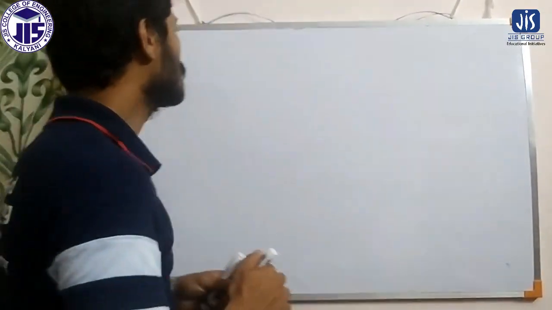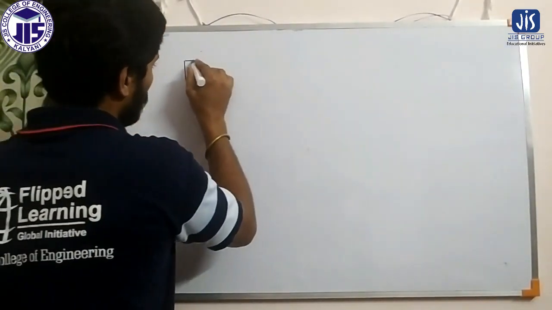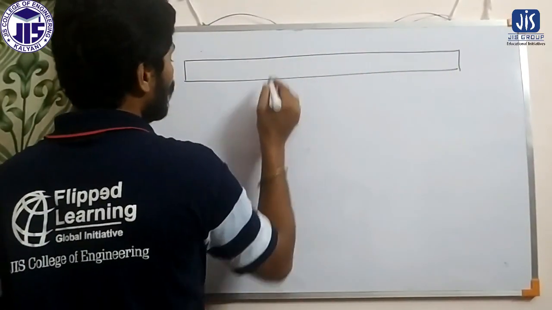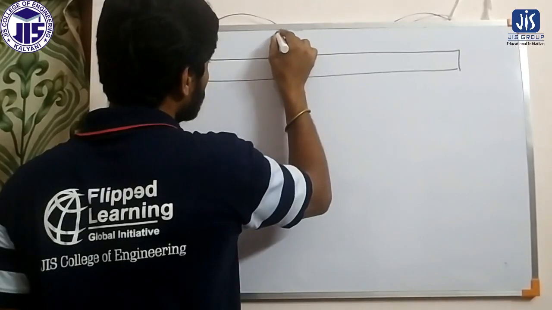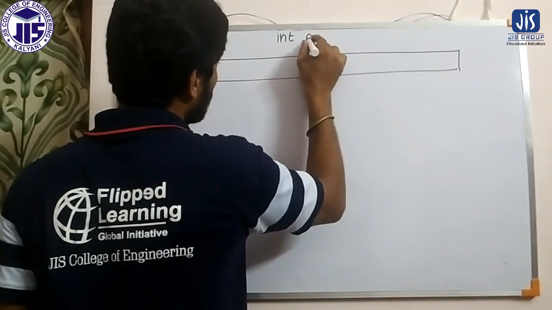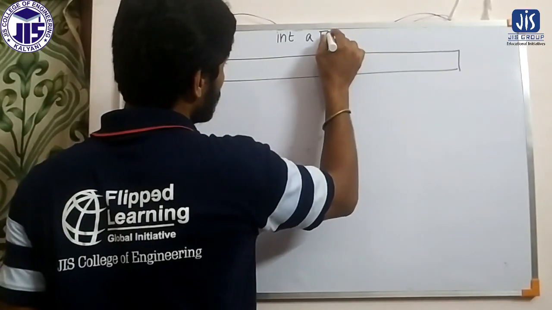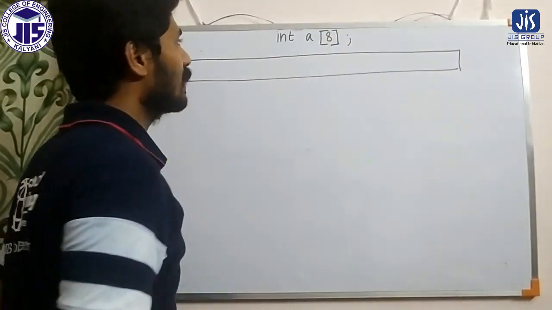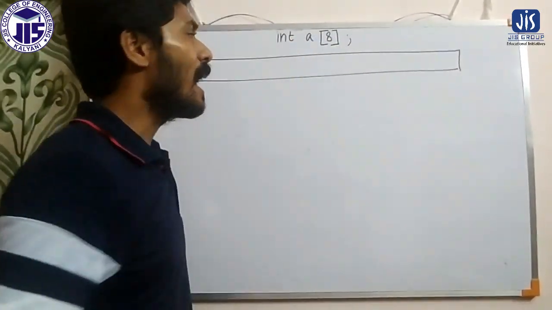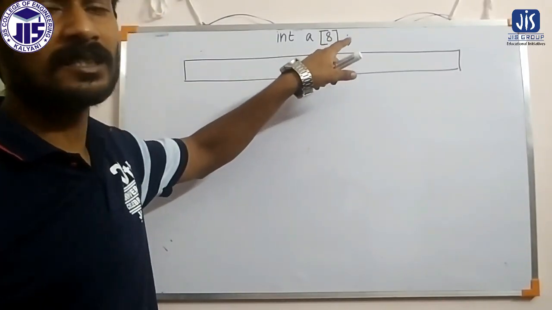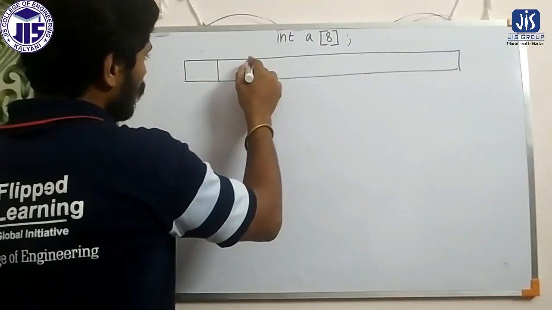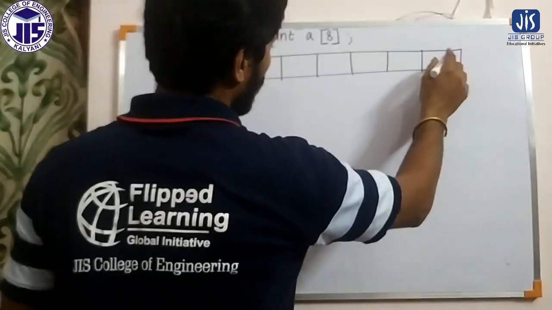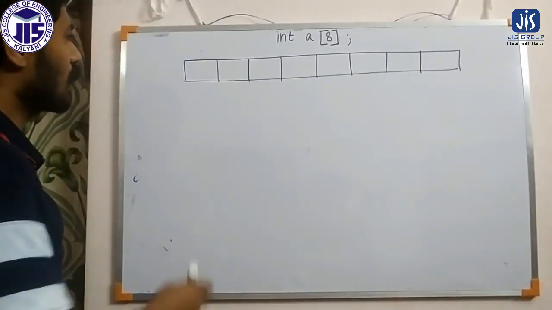What I mean to say is, if I consider an array of integer type, that is int a, the maximum size is, for example, 8. So this is an array I have declared. What is the data type? Integer. Name of the array is a, and total we can store a maximum of 8 elements. So 1, 2, 3, 4, 5, 6, 7, 8. So total 8 elements we can store here, you can see.